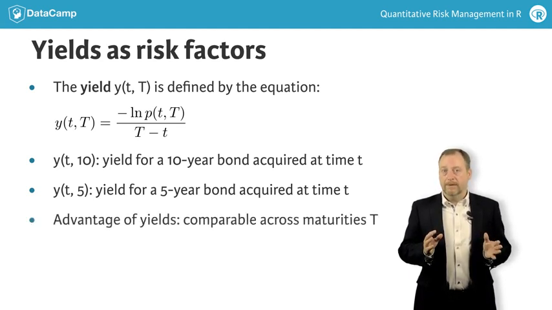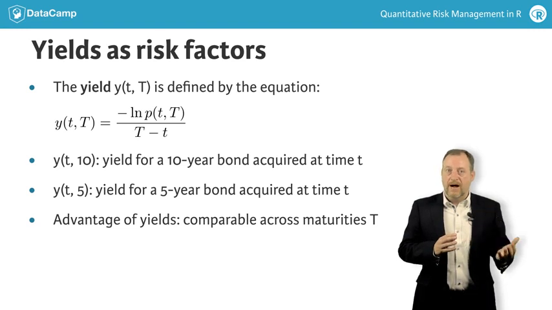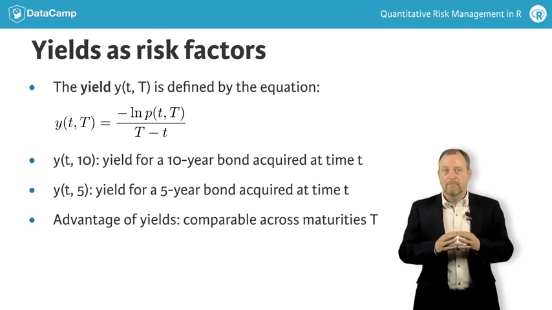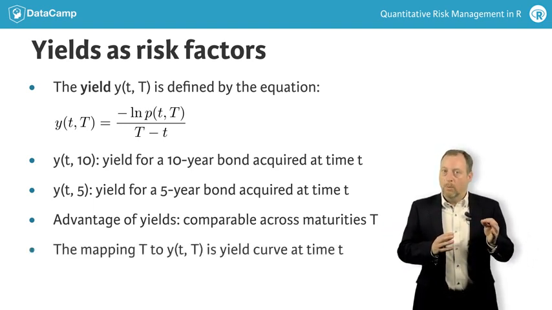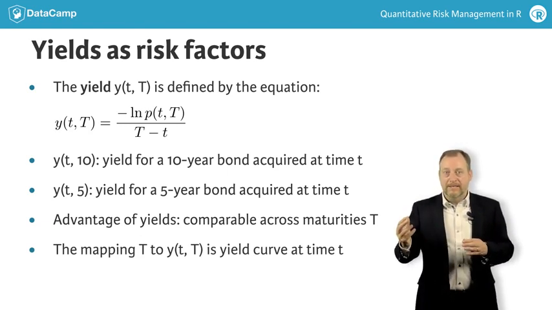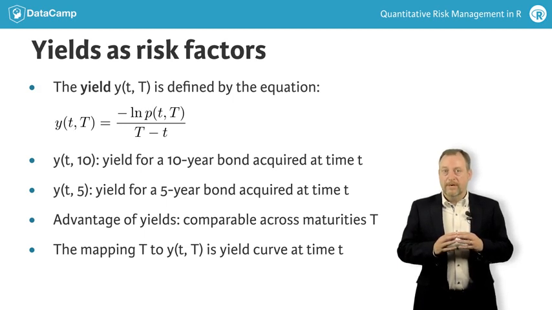The main reason yields are preferred to prices is that they are comparable across different maturities T. You can directly compare the rates of return for investors who invest in 5-year bonds and 10-year bonds by comparing their yields Y(t,5) and Y(t,10). The set of yields Y(t,T) for fixed small t and varying big T is known as the yield curve at time small t and is said to describe the term structure of interest rates.